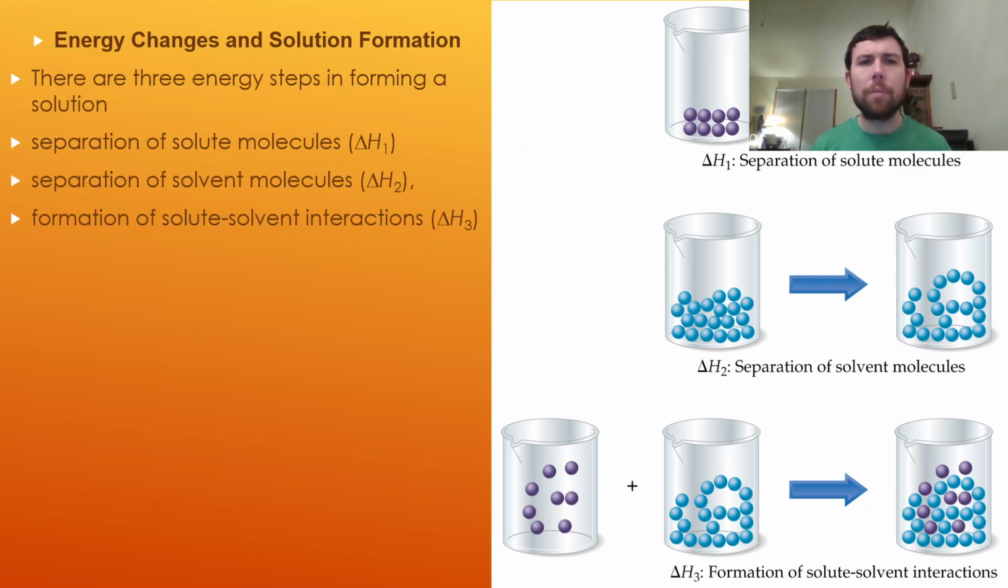And then the third step is going to be the formation of solute-solvent interaction. So that's delta H3. Now, when we're forming these interactions, that's when energy is going to be released. So delta H3 would be an exothermic step. And just to summarize, delta H1 and delta H2 will always be endothermic, so they'll always have a positive energy value. And delta H3 is always going to be exothermic, so it's always going to be releasing energy, and so its delta H value is always going to be negative.